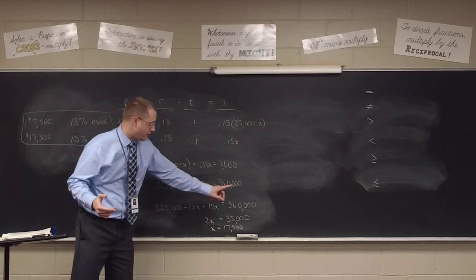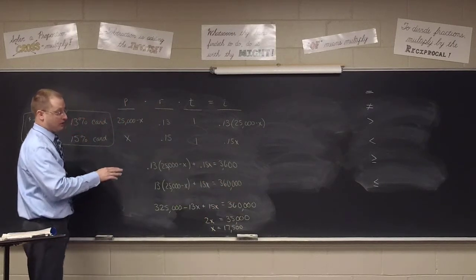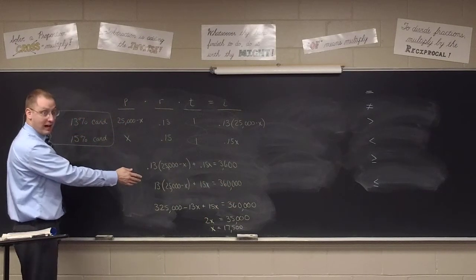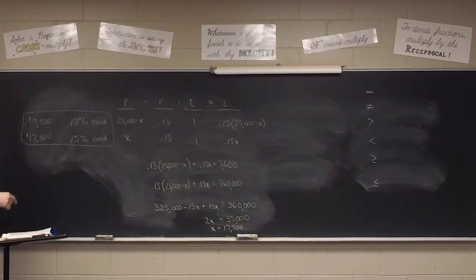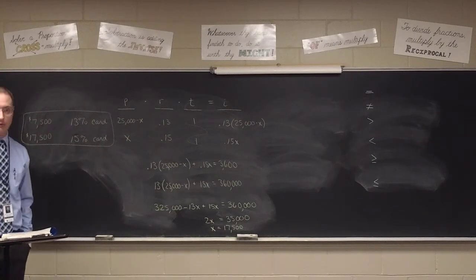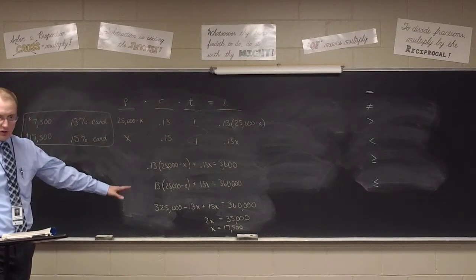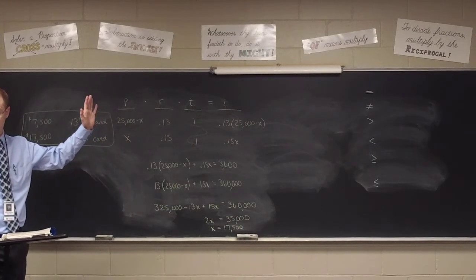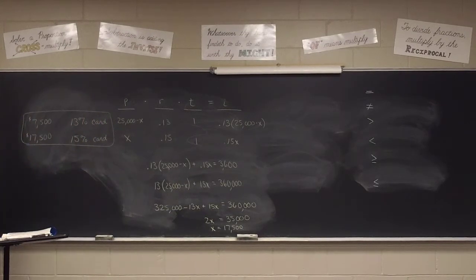Bring the 325,000 over with the 360,000 as a negative. 35,000, our answer there. And then for x, we end up with 17,500. Did you get that answer? How many made it that far and got the x? Okay, so you were able to get there. Maddie, what was the problem?